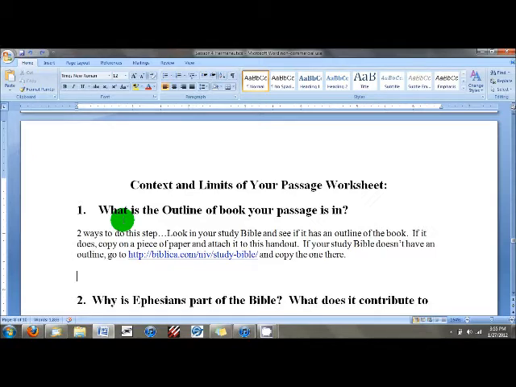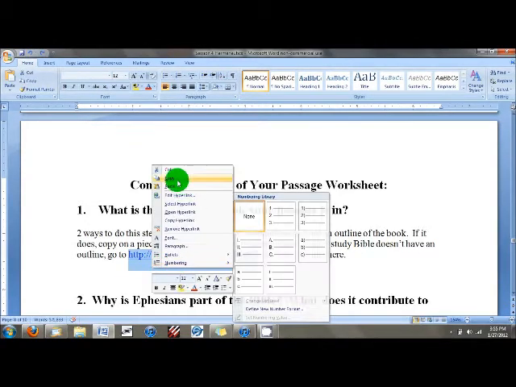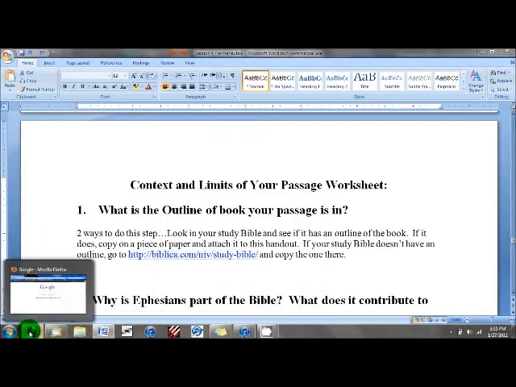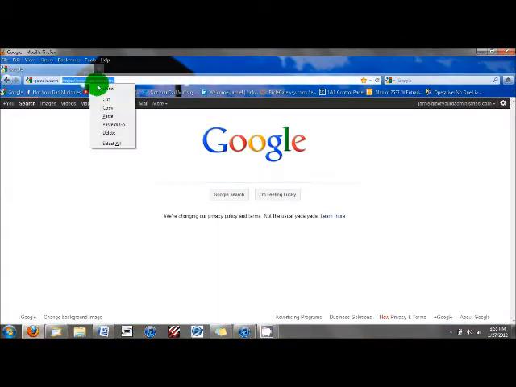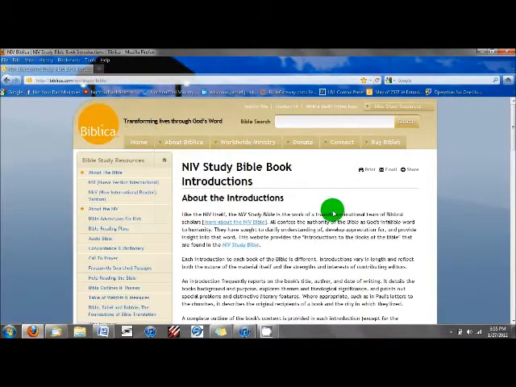Now, I would prefer you use your study Bible. Look in your study Bible and see if it lists an outline of the book in the beginning of the book. And if it doesn't, then I want you to go to this website, biblica.com. I'm going to cheat a little bit here and just copy it, but you guys will have to actually type it in. So just type it in exactly like it is, and it'll take you to this website.